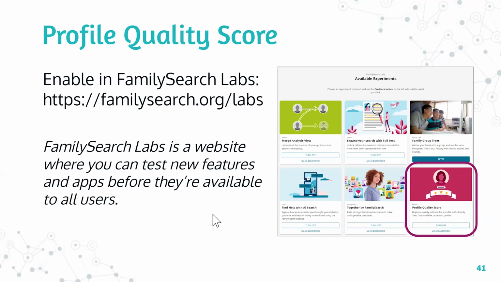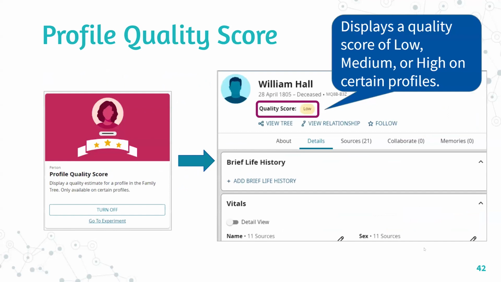Profile quality score. How many of you have been to Labs? I guess this is a rhetorical question since we don't have audio for participants. But FamilySearch Labs is a place where FamilySearch is piloting experiments. They call them experiments. These are tools that are not in the public tree yet, but you can enable them by going to FamilySearch Labs and then clicking the Try It button. So if you want to try this out, go to Labs, click the Try It button for Profile Quality Score.